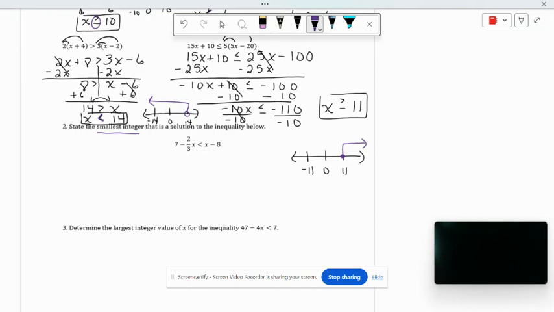I don't like this fraction. I see dividing by 3, okay? So what am I going to do to undo dividing by 3? I'm going to multiply everything by 3. So I'm going to take the 7 and multiply it by 3. This is going to get multiplied by 3, the x, and also the 8.